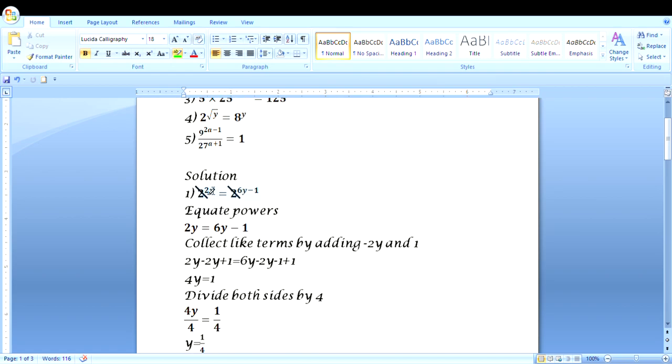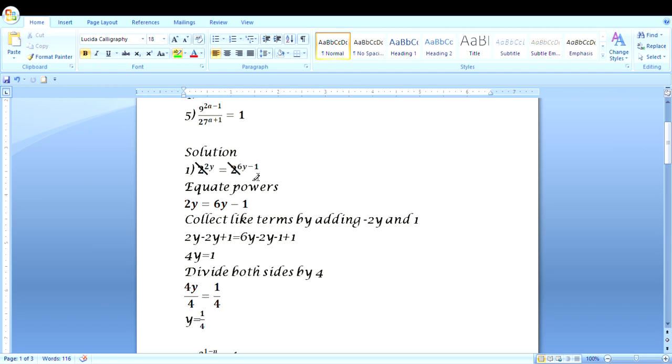Number one, 2 raised to power 2y is equal to 2 raised to power 6y minus 1. Here we can see that this is an equality sign, so they are equivalent; it is already an equation. Since the bases are the same, we cancel out the base by saying equate powers. So 2 raised to power 2y becomes 2y is equal to, on the right hand side, 6y minus 1.